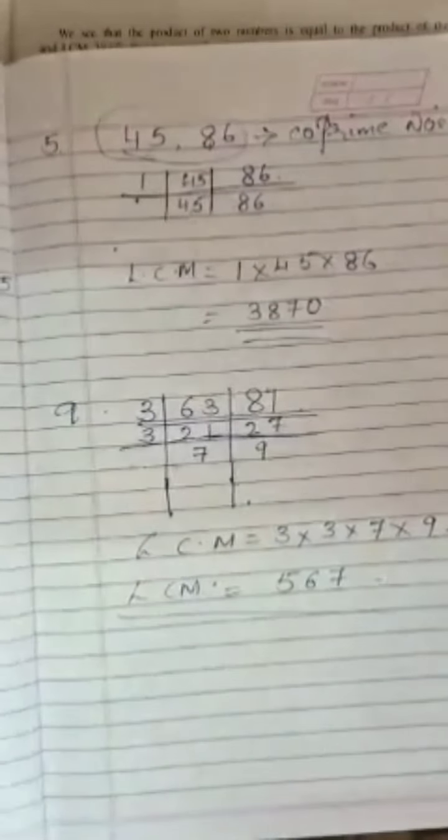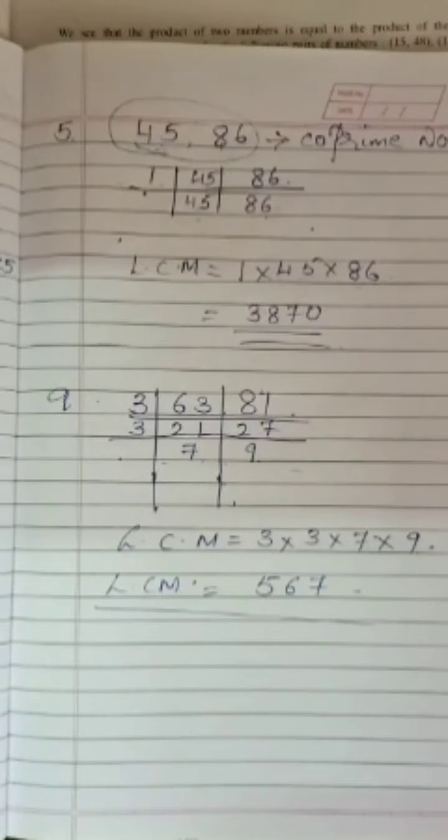Now the remaining sums you can solve in your rough book, and I will send you the solution also. Thank you. Okay students, now in practice set 13, there is one more question. The second question: find the HCF and LCM of the numbers given below.